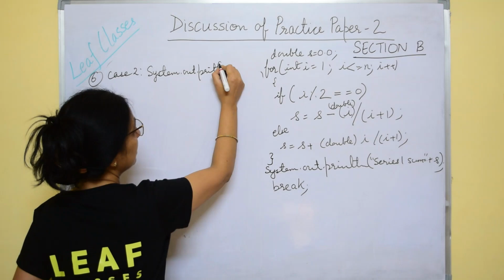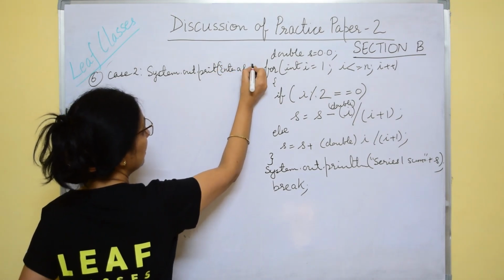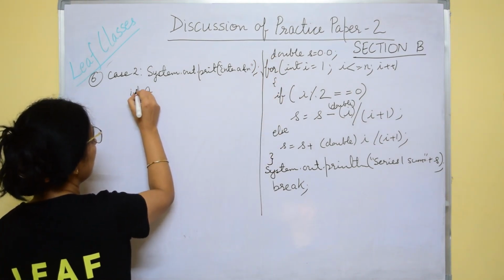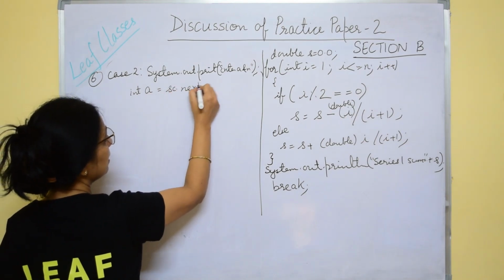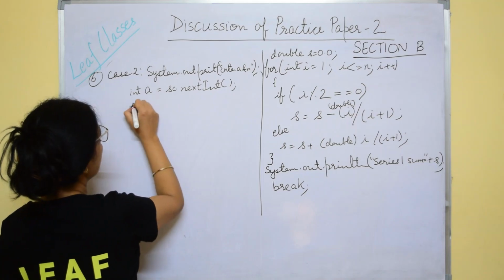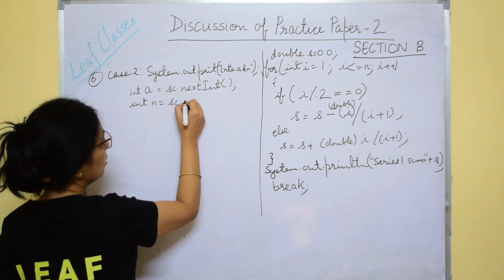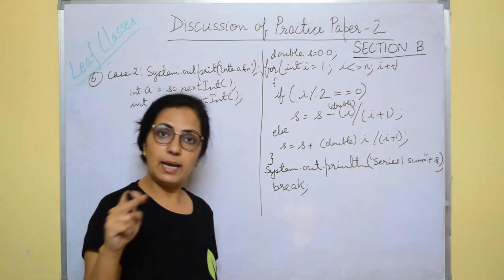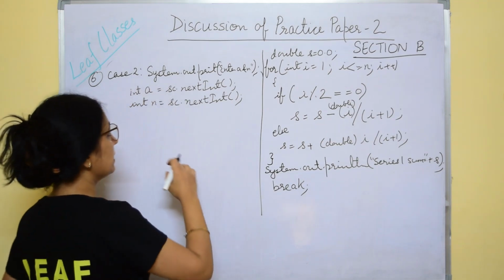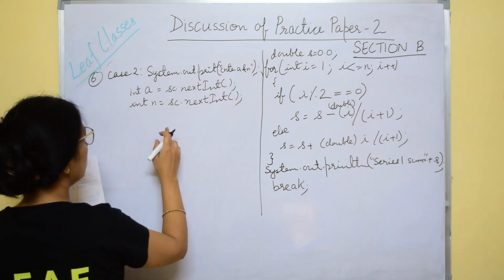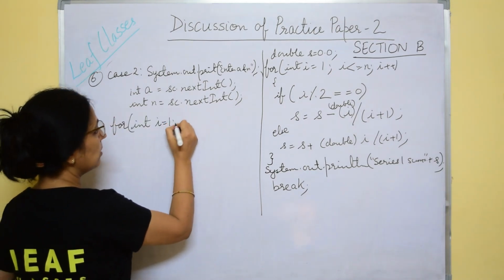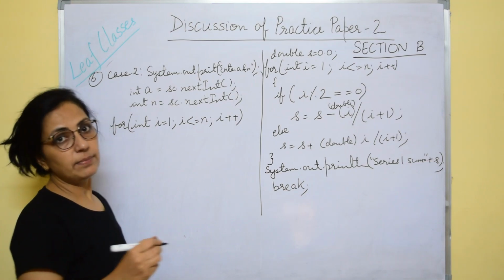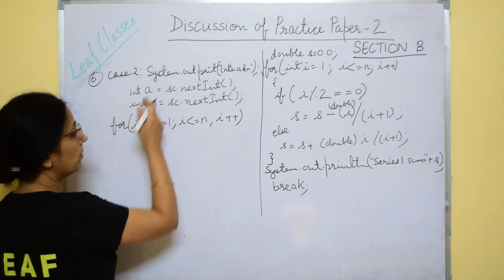System.out.print, enter a and n. We have given the message, and you will input the value int a equals to sc dot next int and int n also sc dot next int. Now in this series, in the numerator only a is there, and denominator you are getting from increasing order starting from 2. So we'll take the loop int I equals to 1, I less than equals to n, I plus plus. So in the first term the denominator is 2 and numerator is a.